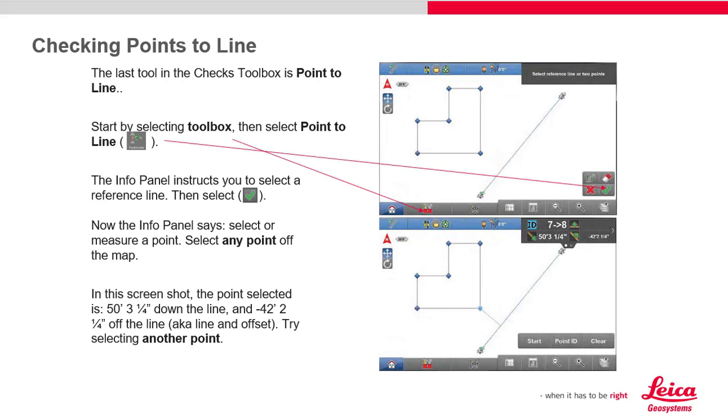The last tool in the Chex toolbox is Point to Line. Start by selecting the toolbox and go Point to Line. The info panel instructs you to select a reference line and hit the check mark. You can either tap point to point or tap on any line. You can change the direction of the line as well by using the flip button. Hit the green check mark.